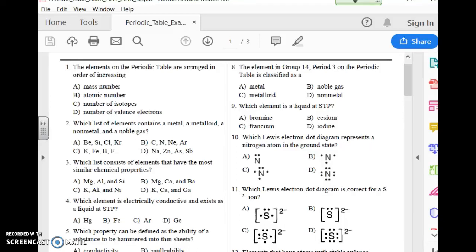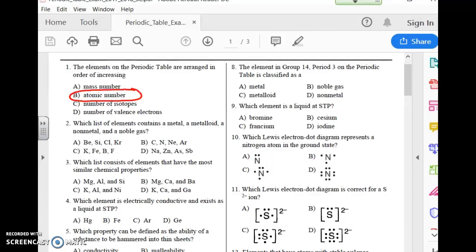Welcome. This is a nice review for a periodic table exam, using a previous exam. Let's just jump into it. Number one, the elements on the periodic table are arranged in order of increasing atomic number. That's just a fact.